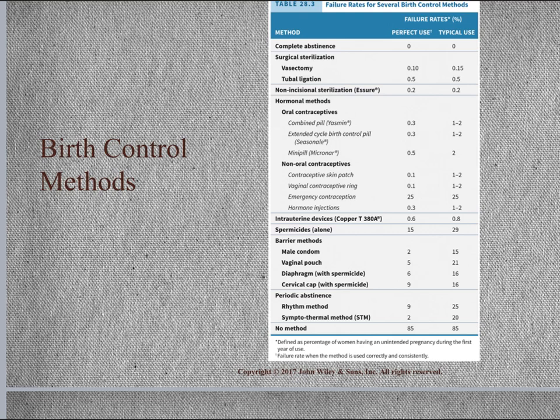IUDs, typically perfect use, we get a 0.6% failure rate, and then typical use 0.8%. Spermicides, barrier methods, periodic abstinence, you can see those rates as well. Rhythm method versus symptothermal method, so checking for temperature. So perfect use is low, but look at the typical uses, a pretty high percentage of failure rate. Same thing with condoms, vaginal pouches, diaphragms, and cervical caps.